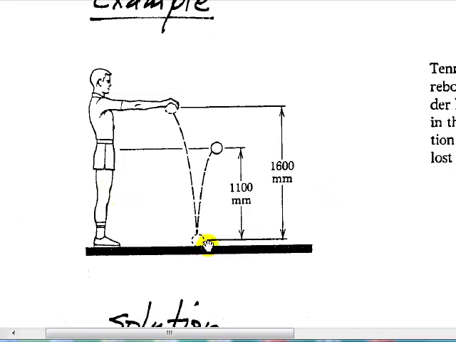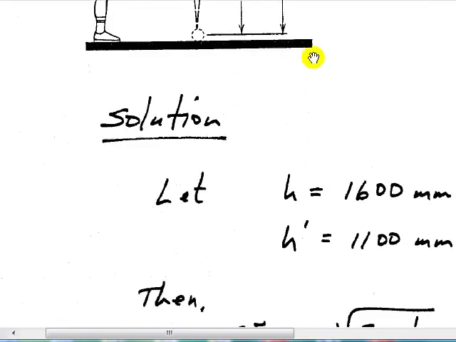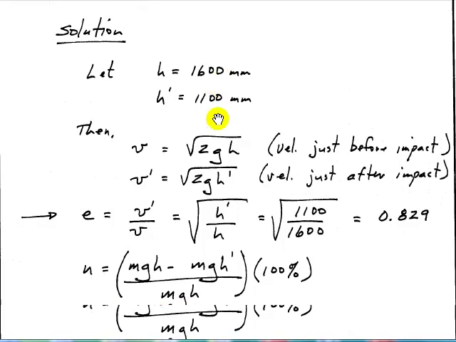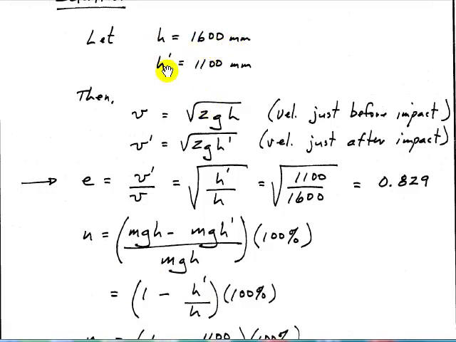And what we want to learn is what is the coefficient of restitution of a ball that passes this particular test. So let's zoom back out to the right level. That looks right. So we're going to define H as 1600, which is the height before the impact, and H prime is the height after the impact.